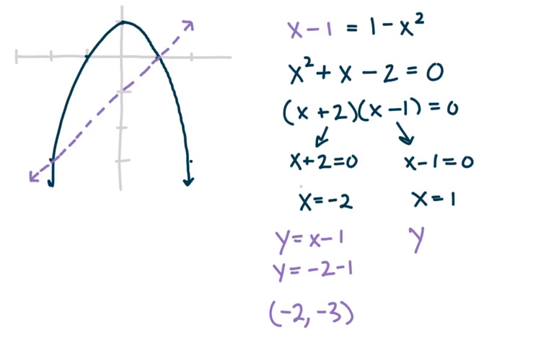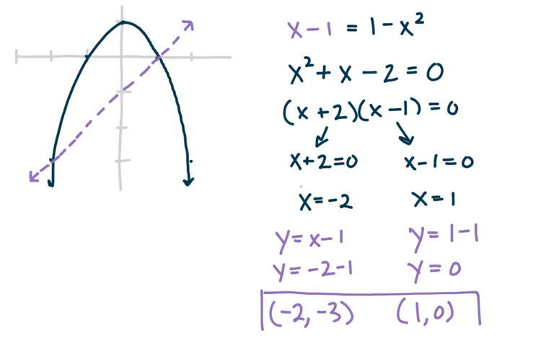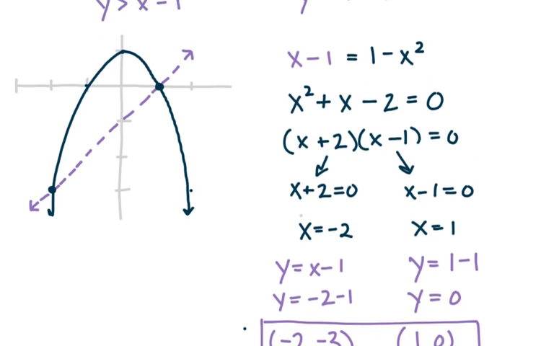And over here, y equals 1 minus 1. That gives us y equals 0. So now I have positive 1, 0. So I have two vertices, or the points of intersection, for these two curves. So I've got 2 points here. We'll call these our vertices. All right, so we're almost done, but we still need to determine where to shade.